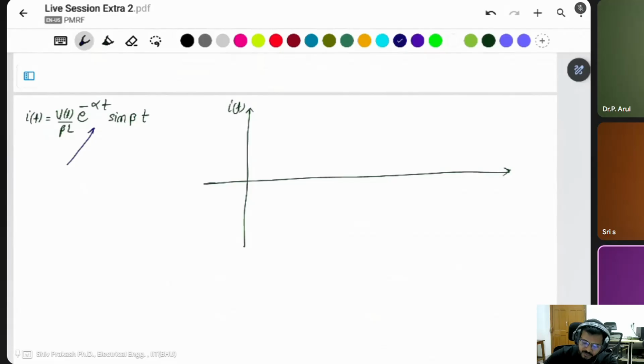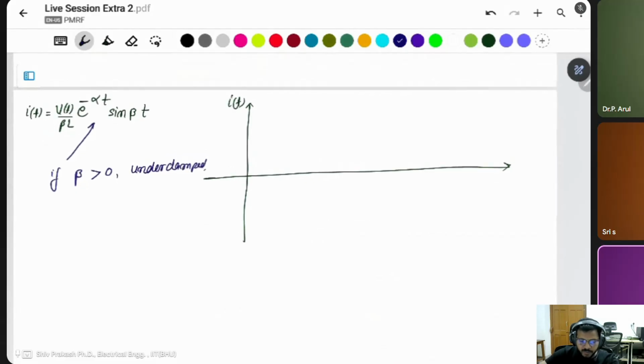How does it look? If beta is greater than 0, then this will be an underdamped system. How can you say that if beta is greater than 0? What is beta? Beta is the root of 1 by LC minus R by 2L whole square. This will be greater than 0.